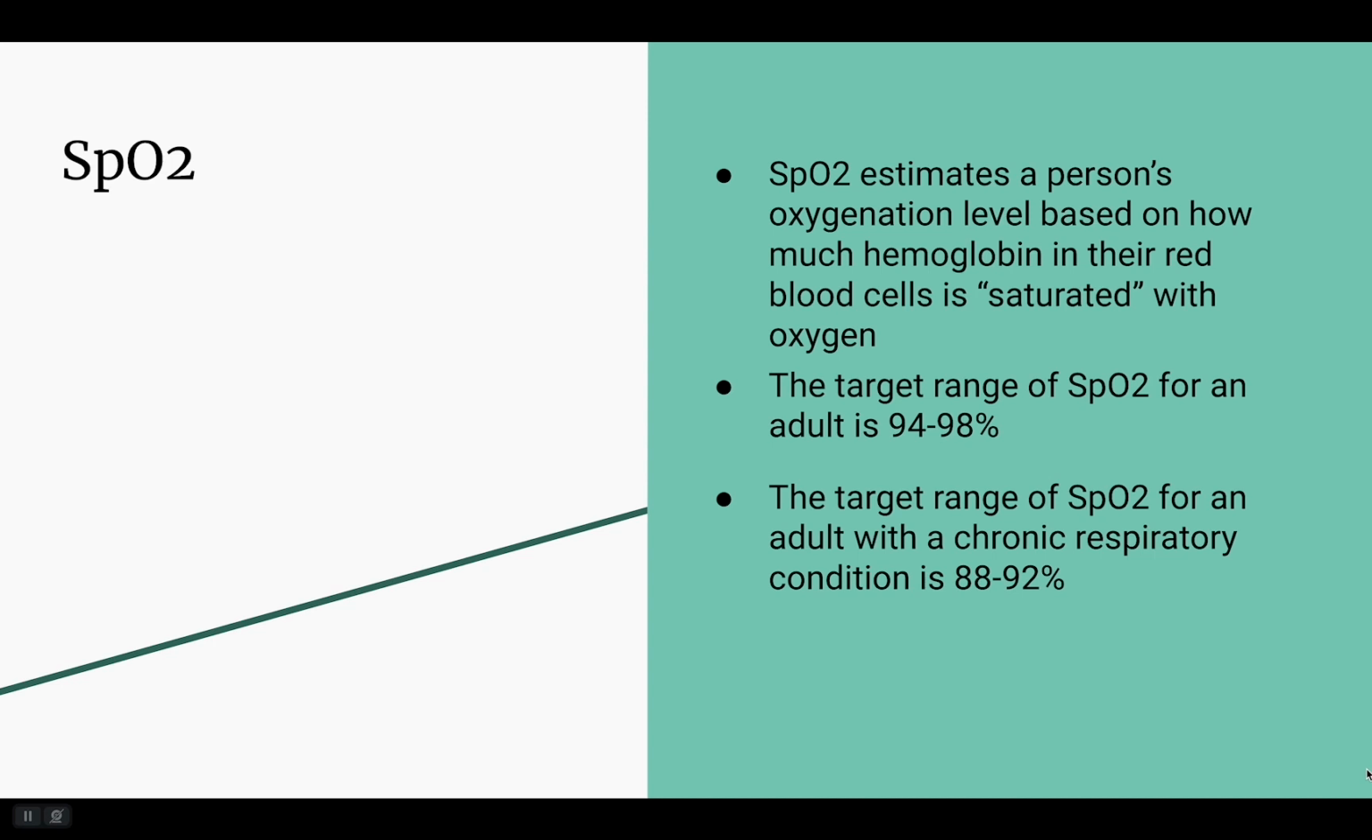The target range of SpO2 for an adult is 94 to 98%. For patients with chronic respiratory conditions, such as chronic obstructive pulmonary disease, COPD, their normal range for SpO2 is often lower, e.g., 88% to 92%.